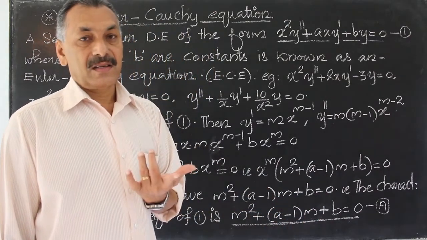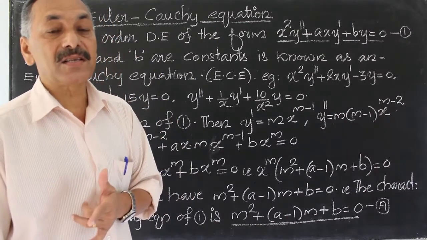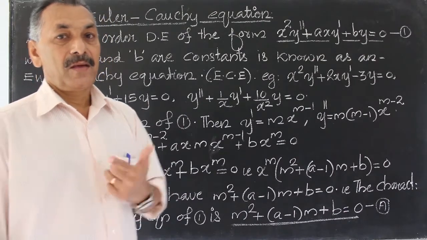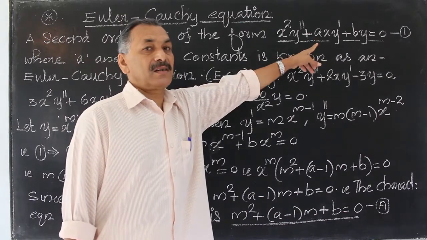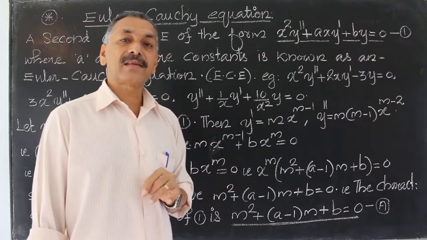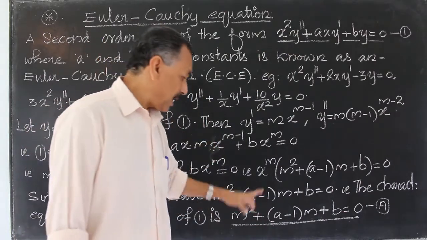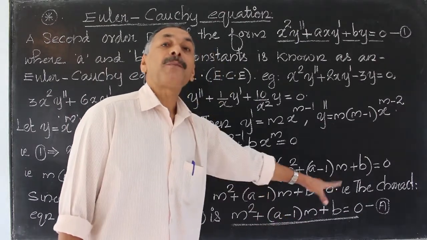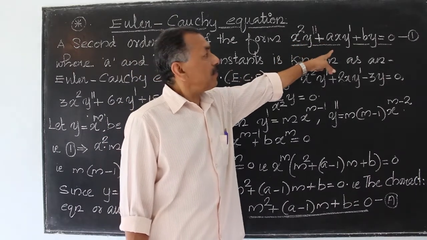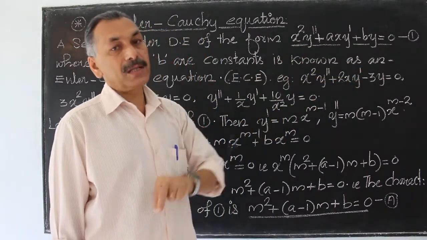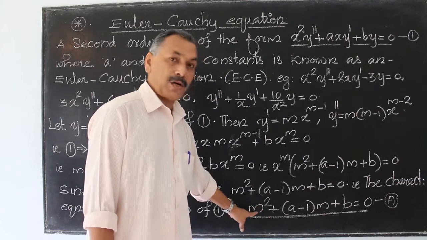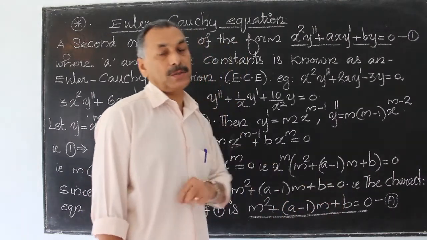In the earlier case, with the constant coefficient, what is the characteristic equation? It is lambda square plus a lambda plus b is equal to 0. Here, in the Euler-Cauchy case, the coefficient is x square into y2 dash. So for the Euler-Cauchy equation, the characteristic equation is not lambda square, but m square plus (a minus 1) into m plus b is equal to 0. If x square y2 dash plus ax y dash plus by is equal to 0 is the Euler-Cauchy equation, then the characteristic equation is m square plus (a minus 1) into m plus b is equal to 0.